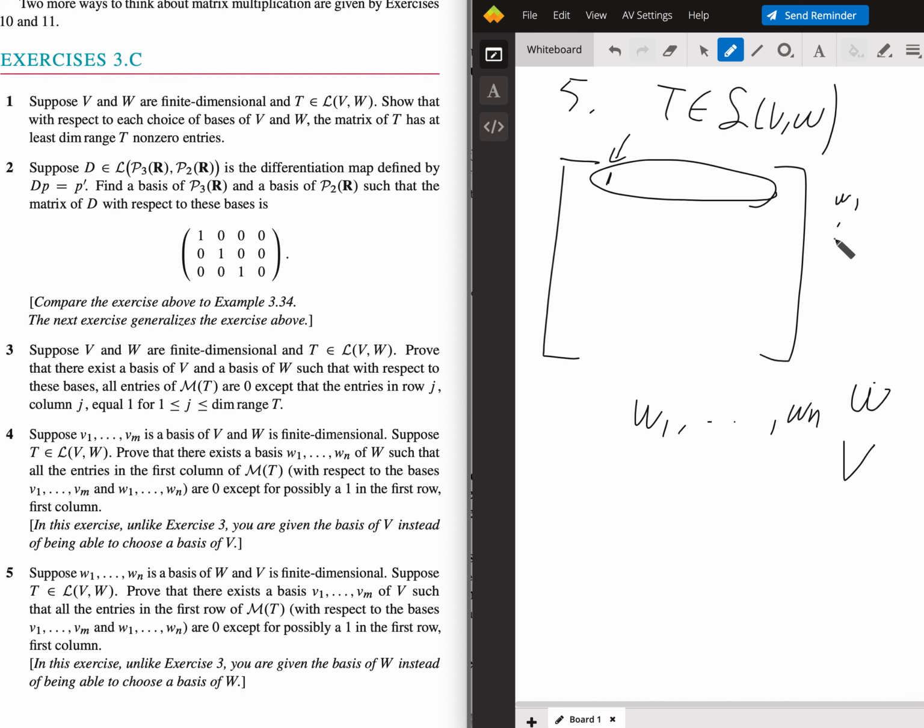So let me just write this down. First you've got W1 through Wm going this way and V1 through Vn going this way, right? And then what you know is that V1 is expressed as potentially 1 or 0 W1 plus a bunch of junk, and then V2 is expressed as definitely 0 W1 plus some other stuff, and Vn is expressed as 0 W1 plus a bunch of stuff, right?